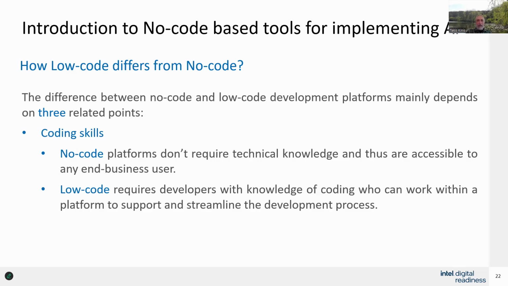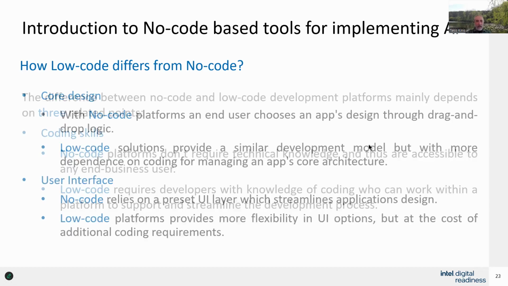So here's some of the differences they're pointing out between no code and low code. It says no code platforms don't require technical knowledge and thus are accessible to any end business user. And our advisory was saying different, right? They were saying it's really helpful if you do know what you're doing, because then you're more powerful with it, right? Not that you couldn't figure it out if you're clever. That's kind of the point, I think. The low code approach still requires developers that know how to code and can work within a platform to streamline the whole thing. And that's more of what we are hearing from our advisors, I think, is that kind of mix. So kind of interesting.